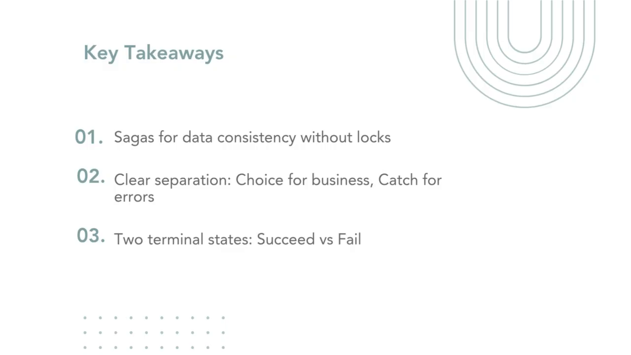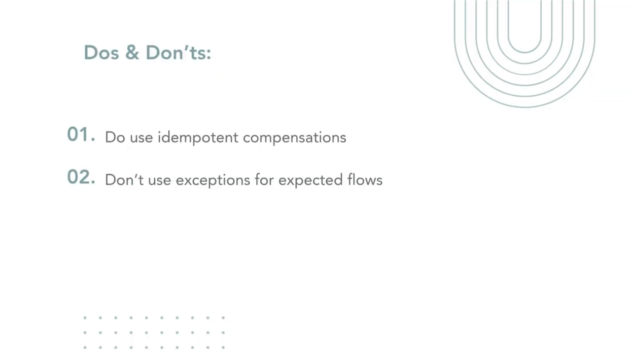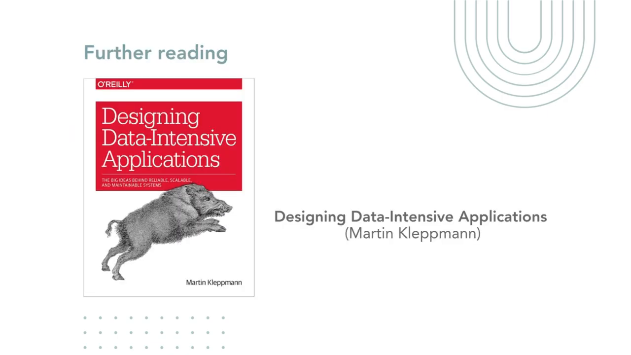Key takeaways are that Sagas are used for data consistency without locks. There's a clear separation: a choice for business and a catch for errors. And there are two terminal states, succeed or fail, like we saw before. And you do want to use idempotent compensations, compensations that every time you invoke them have the same result. And you don't use exceptions for expected flows. If you're interested in reading further, there's Designing Data-Intensive Applications by Martin Kleppmann.